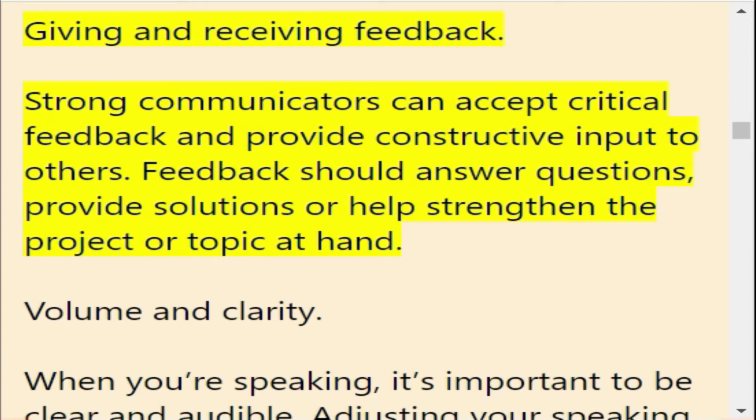Giving and receiving feedback. Strong communicators can accept critical feedback and provide constructive input to others. Feedback should answer questions, provide solutions, or help strengthen the project.